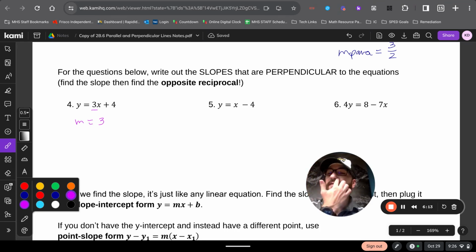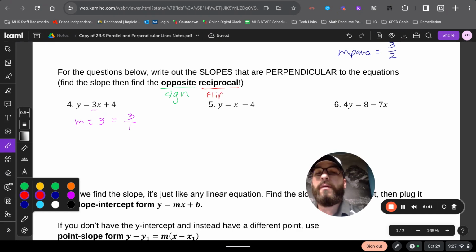And because we're going to have to find the opposite reciprocal, I'm going to go ahead and write this 3 not just as 3, but as 3/1 in that rise over run form, which we typically do when we're graphing, but we're also going to do when we're trying to identify perpendicular slopes. Okay, because the opposite part of our perpendicular means opposite sign, and the reciprocal part means to flip the fraction.